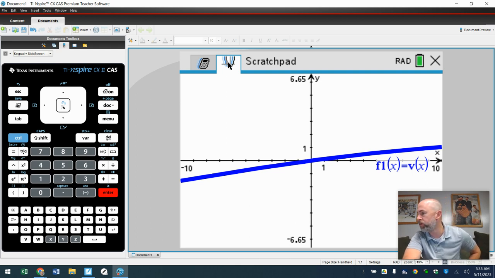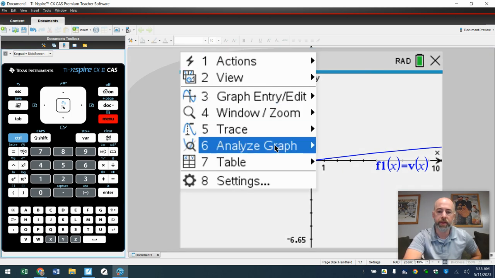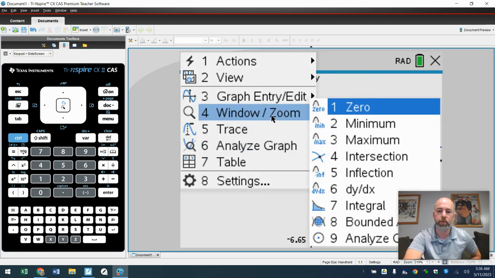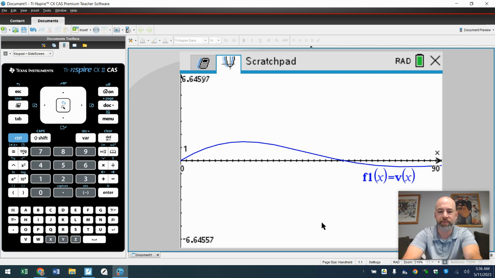What is my time interval? For 90 seconds. We're going from 0 to 90, so I need to go menu, analyze graph, not analyze. I need to change my window settings to go from 0 to 90. And I guess I'll leave my y's where they are. Yeah, that's fine. Looks like we are only changing direction once.